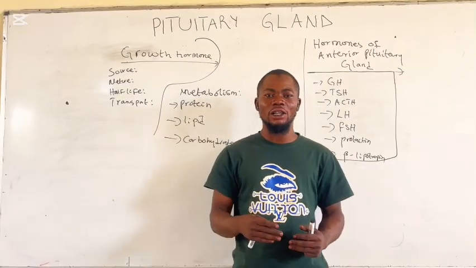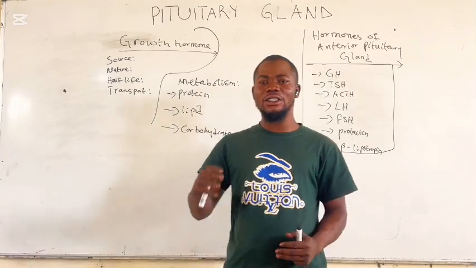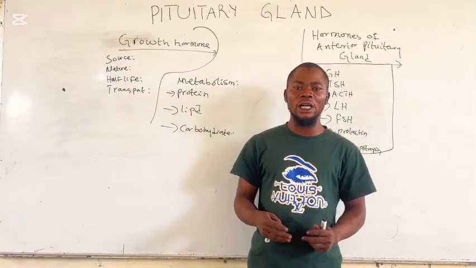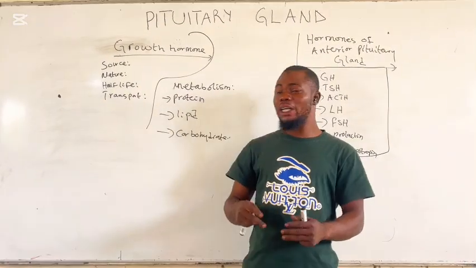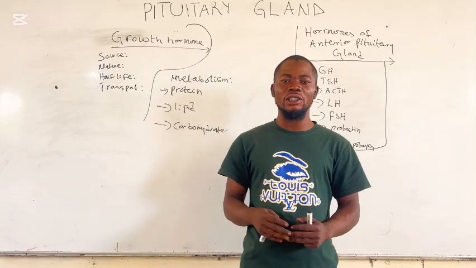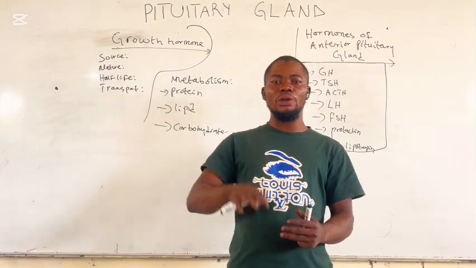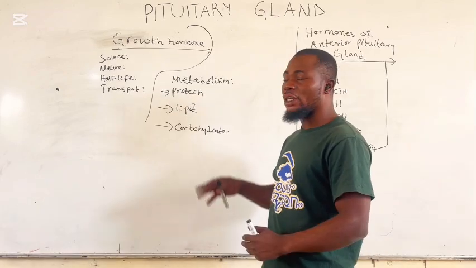It also has a diabetogenic effect because growth hormone indirectly acts on the beta cells of the islets of Langerhans of the pancreas, which produce insulin, and hypersecretion of growth hormone will wear out the beta cells of the islets of Langerhans of the pancreas. Thereby, there will be a decrease in insulin production, which will lead to diabetes.